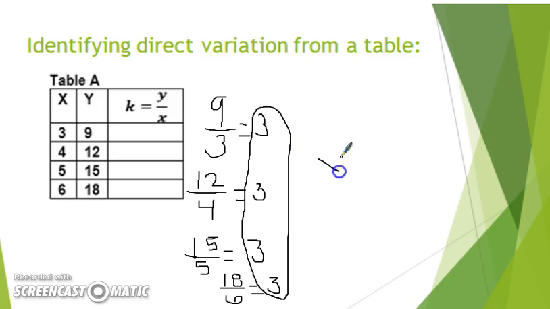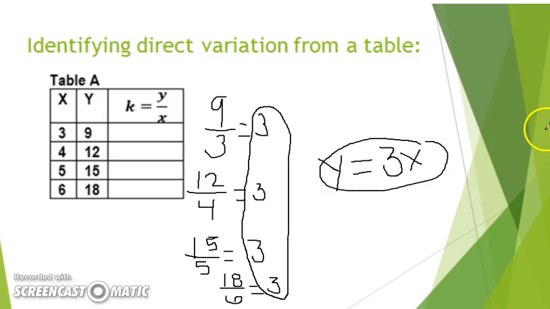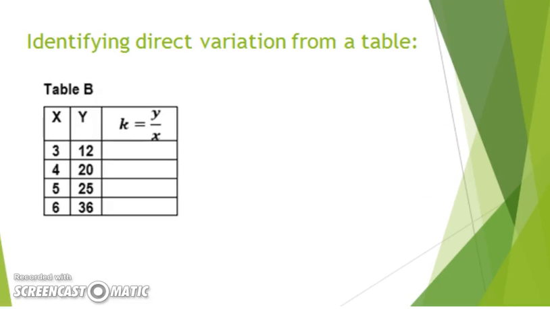So I would write this y equals 3x. There's my equation. Now we're going to go to table B. We're going to look at table B and we're going to see if table B is a direct variation.